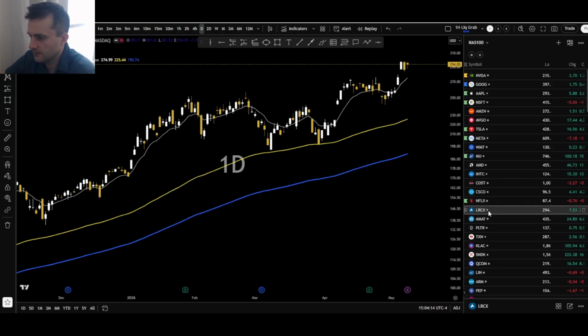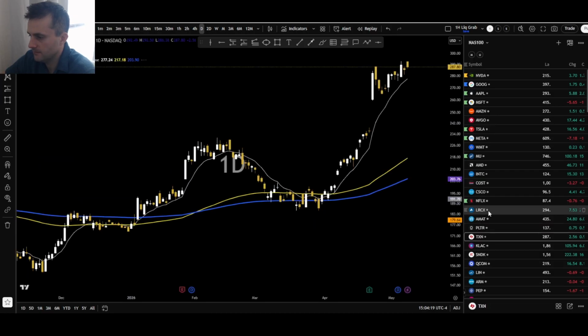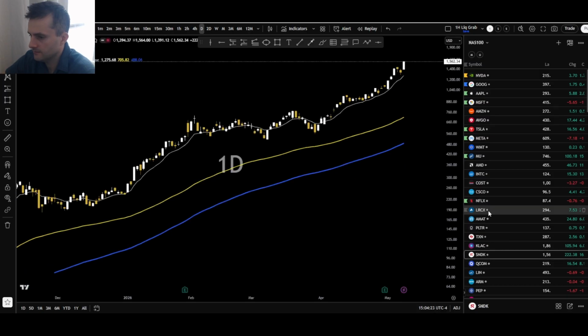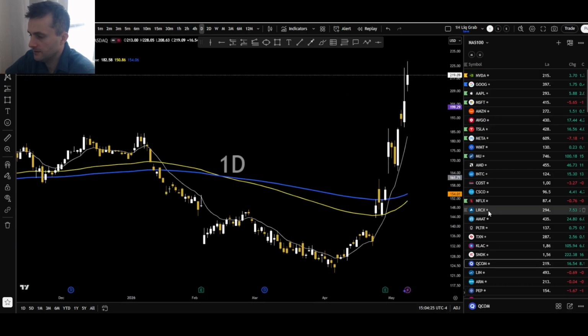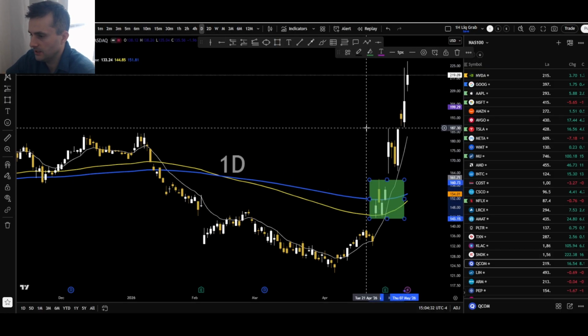Let's take a look at Lam Research. Nothing. Palantir, not setting up. KLA, Cent. A lot of these are rallying. So Qualcomm would have been perhaps a good play, but remember, we need to confirm that on the monthly time frame.